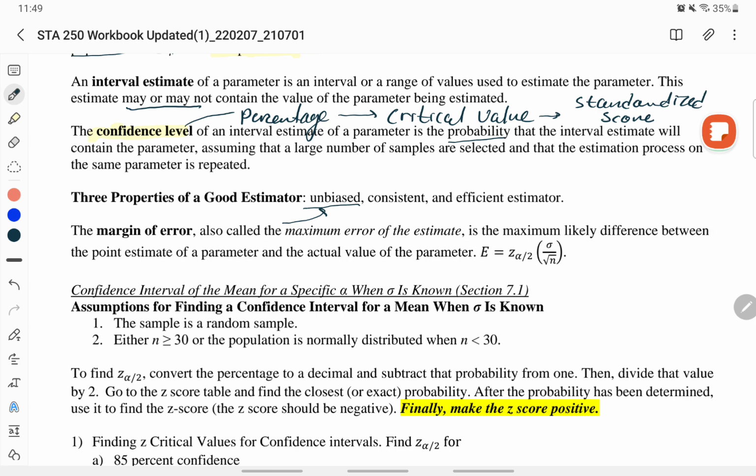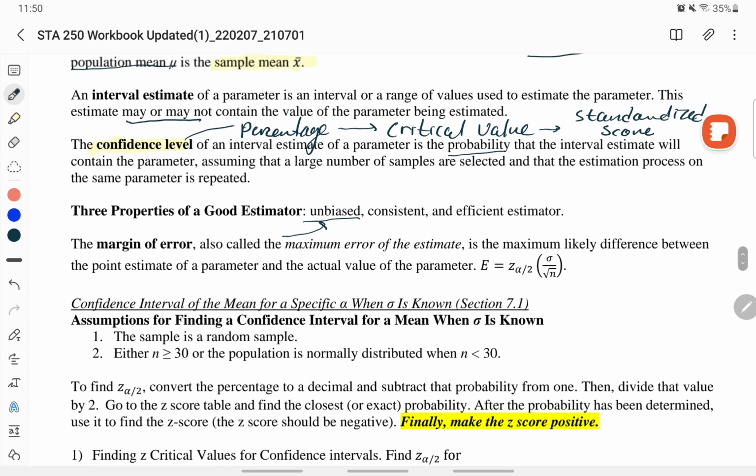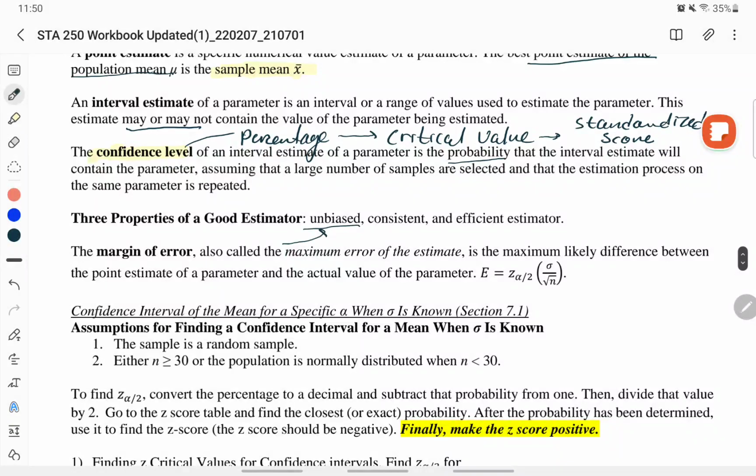Okay. And the last thing that we're going to learn about in this first video, which is the introduction to confidence intervals, is the margin of error, also known as the maximum error of the estimate. And this right here is the maximum likely difference between a point estimate of the parameter and the actual value of the parameter. So basically, it is how far you will go in each direction from your point estimate to predict your parameter.